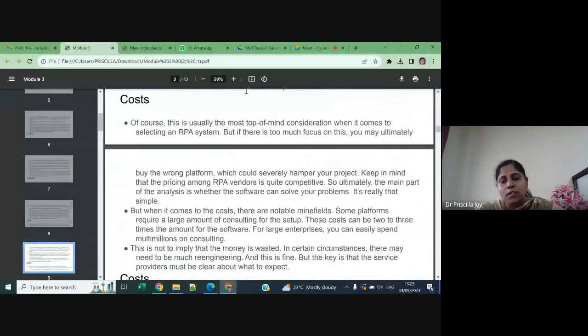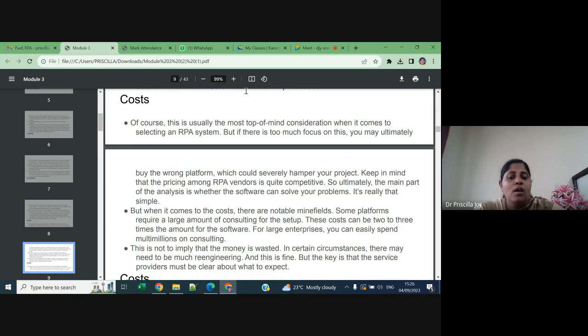And the next is the cost. Cost is another main thing which we need to look at when we make use of it. As RPA vendors are competitive, they mainly focus on the analysis part and the software, and on whether the problems we have can be solved with the software or not. That is the first and foremost thing.